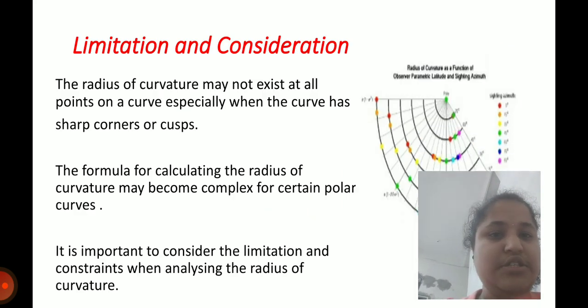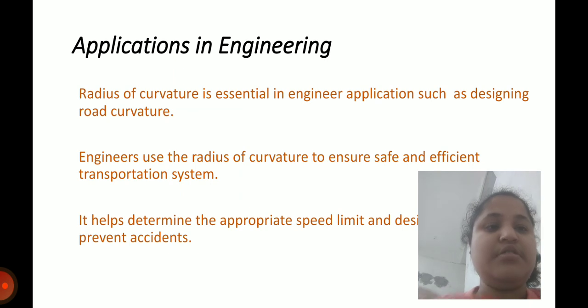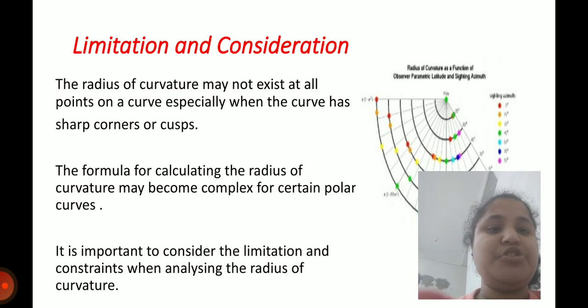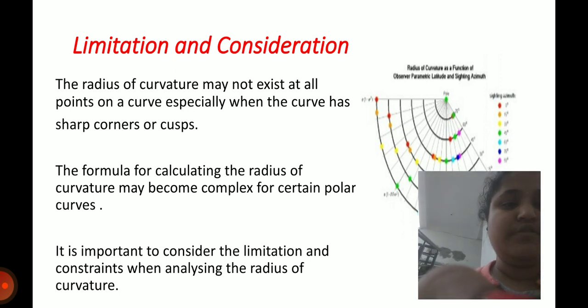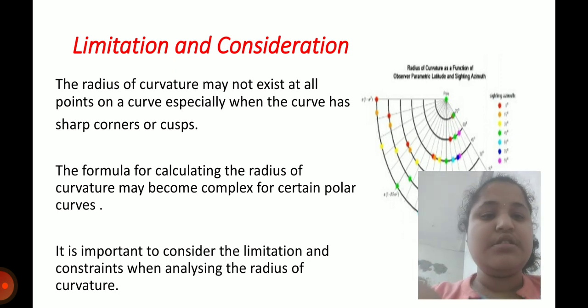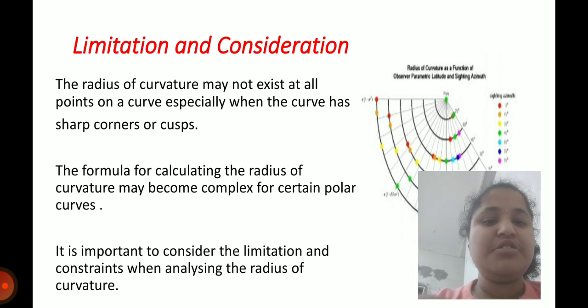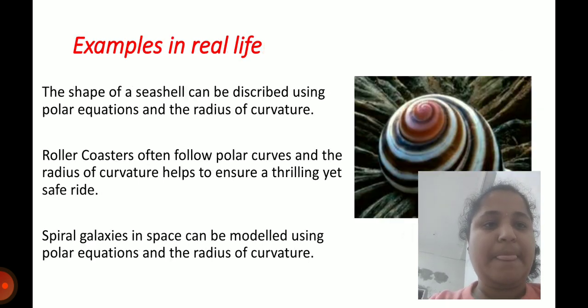Limitations and considerations. The radius of curvature may not exist at all points on the curve, especially when the curve has sharp corners or cusps. The formula for calculating the radius of curvature may be complex for certain polar curves. It is important to consider limitations and considerations when analyzing the radius of curvature.